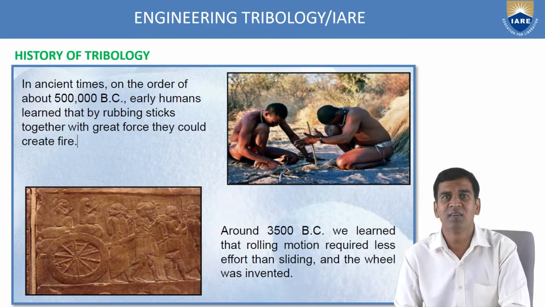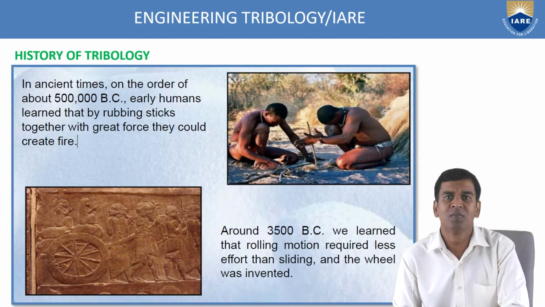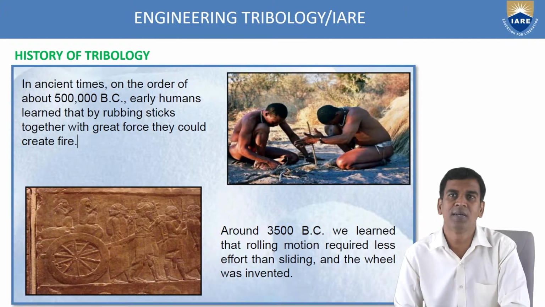A spark is generated, due to which a fire is created by keeping dry cotton or dry fire-catching material. Okay, similarly around 3500 BC, we learned that rolling motion required less effort than sliding, and the wheel was invented.